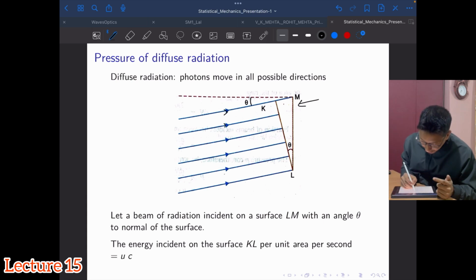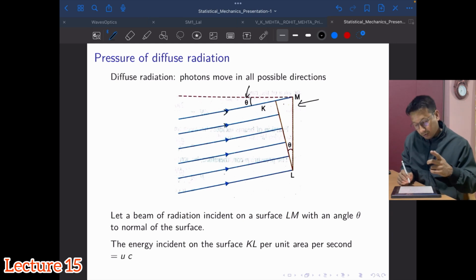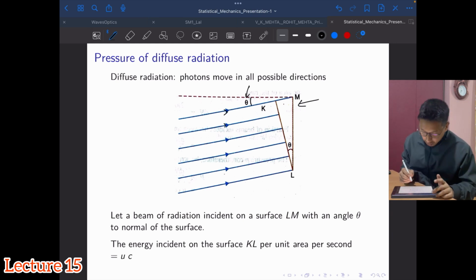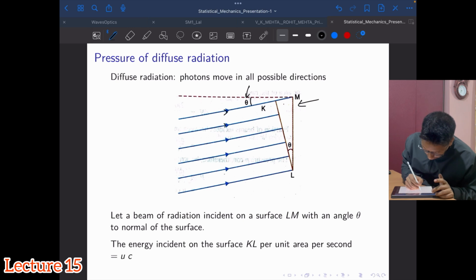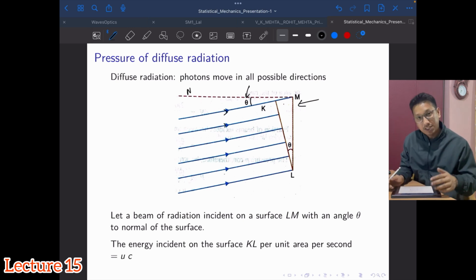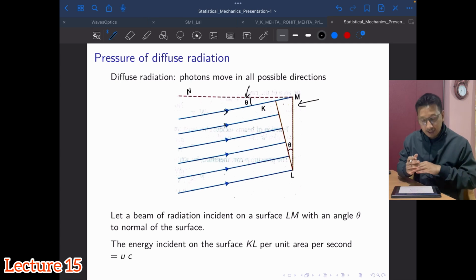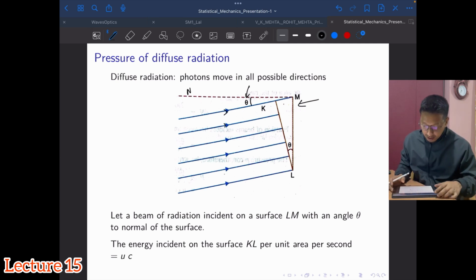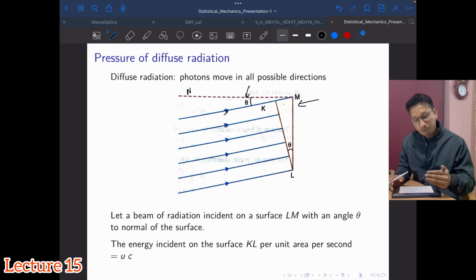So this is your angle theta, which is with the normal to the surface. You can consider this MN to be normal to the surface. So these rays of light, or this beam of radiation that you see here, makes an angle theta with the normal to the surface.